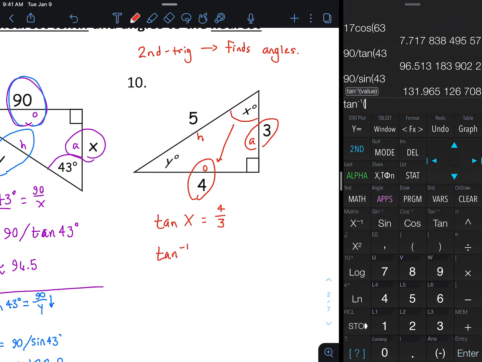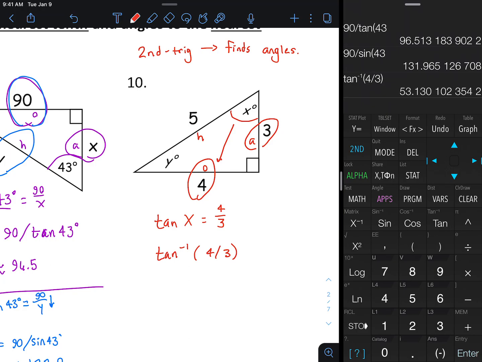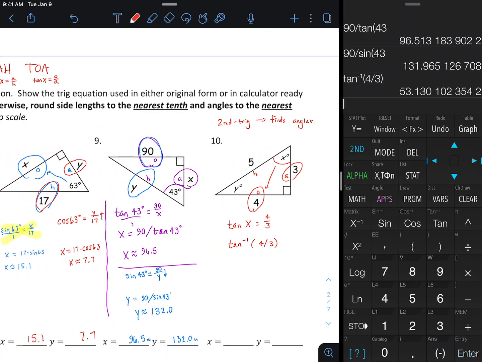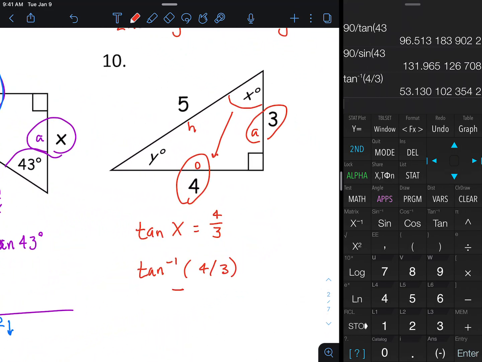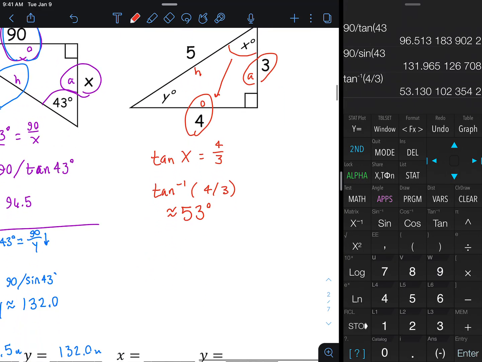The way it'll look in the calculator is like this. You do tangent inverse, undoing tangent, for the ratio 4 over 3. You can just type in 4 divided by 3, you don't have to do the fraction button. That's going to get us about 53.1 degrees. They want angles to the nearest degree, so we'll round that to a clean 53 degrees. But that was rounded, so it is approximate.